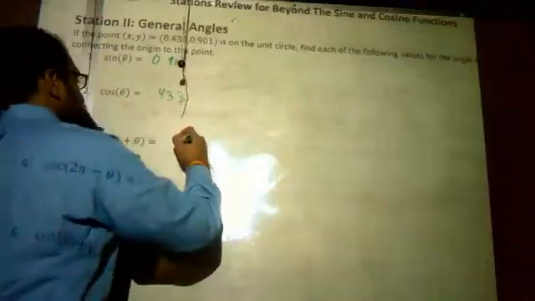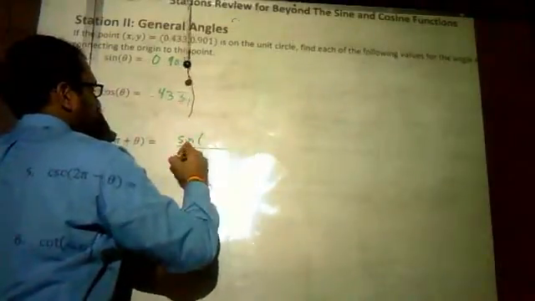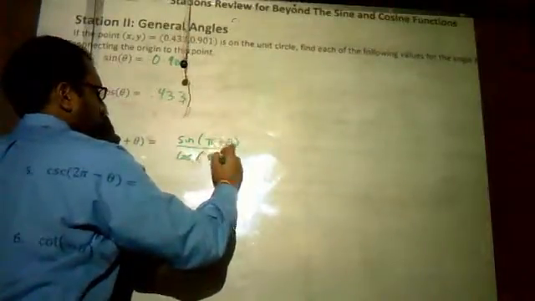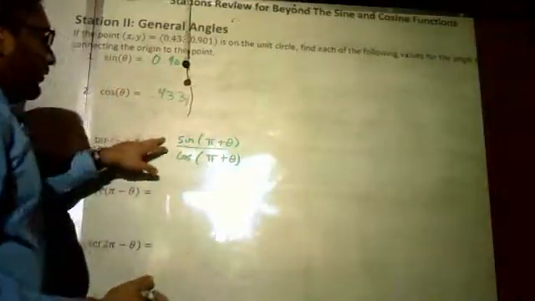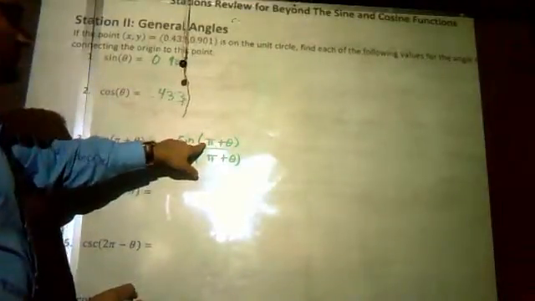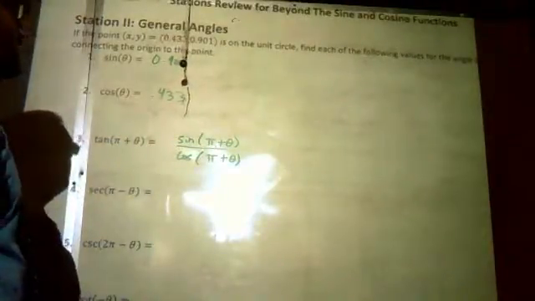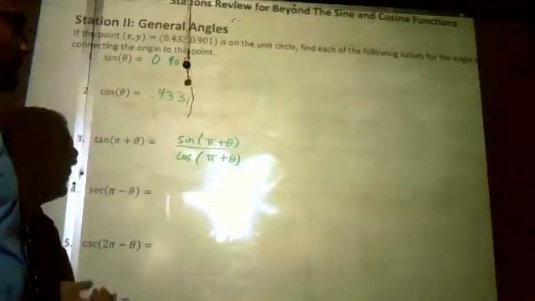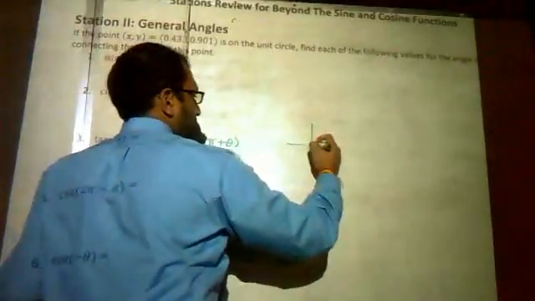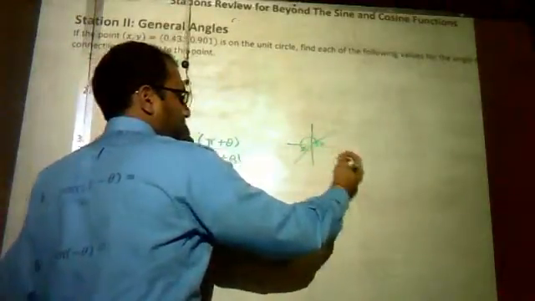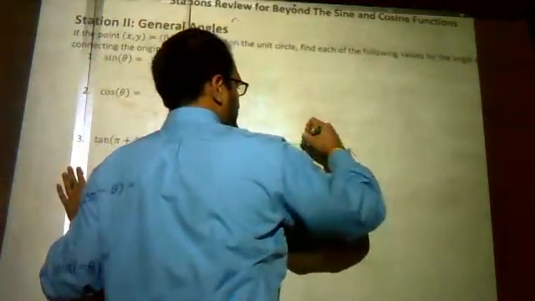Tangent. What do we know tangent is? The definition of tangent is the sine divided by the cosine. So the sine of pi plus theta divided by the cosine of pi plus theta. So pi is 180 degrees. We're going to add that to our theta. So let's just say that theta is some angle in the first quadrant. If theta is an angle in the first quadrant, when we add 180 degrees, it's going to take us to the third quadrant. So that's plus pi.